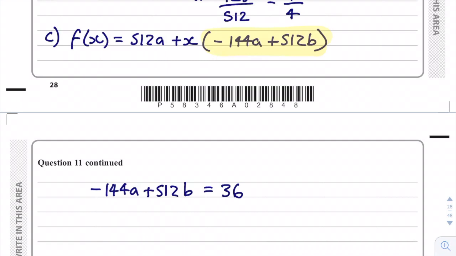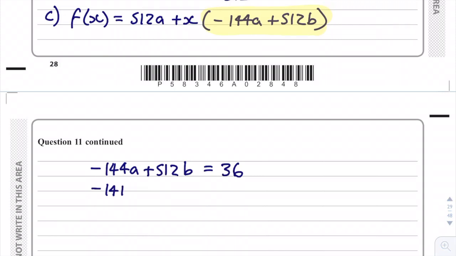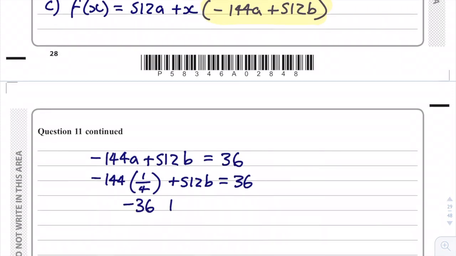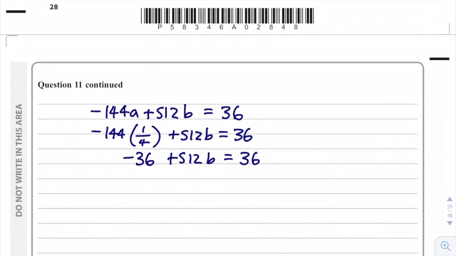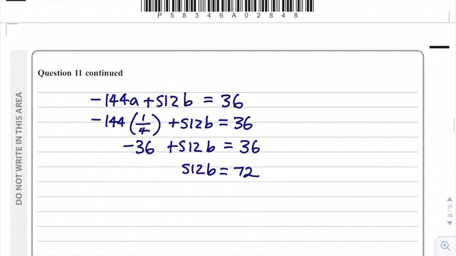Now, I've worked out my value of a in part B, which was a quarter. So if we do minus 144 multiplied by a quarter plus 512b, that's equal to 36. So if I do 144 divided by 4, I get minus 36 plus 512b equals 36. I can then add 36 to both sides, so I get 512b equals 72. And then I can divide both sides of my equation by 512. So 72 divided by 512 is 9 over 64.